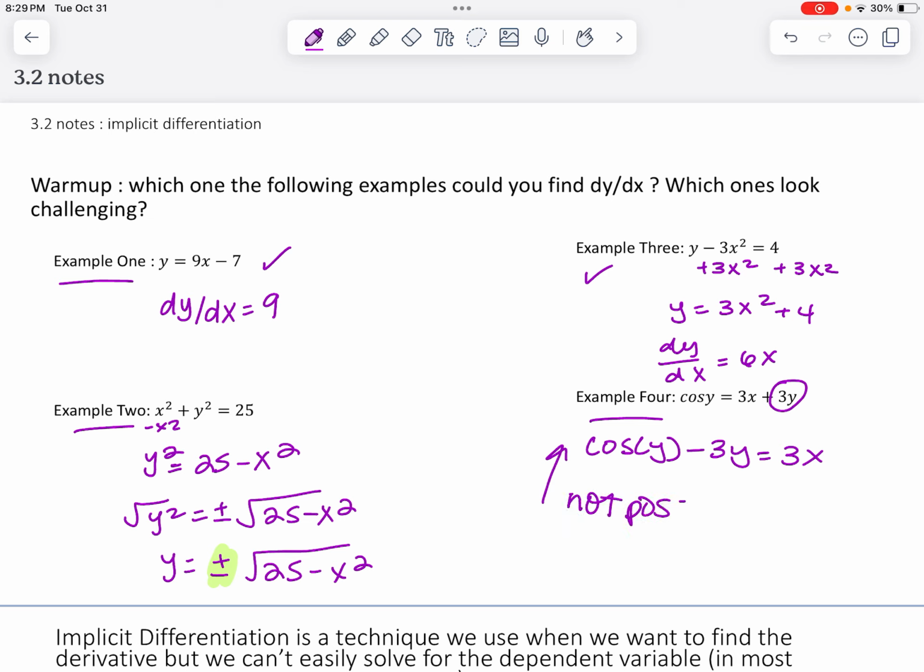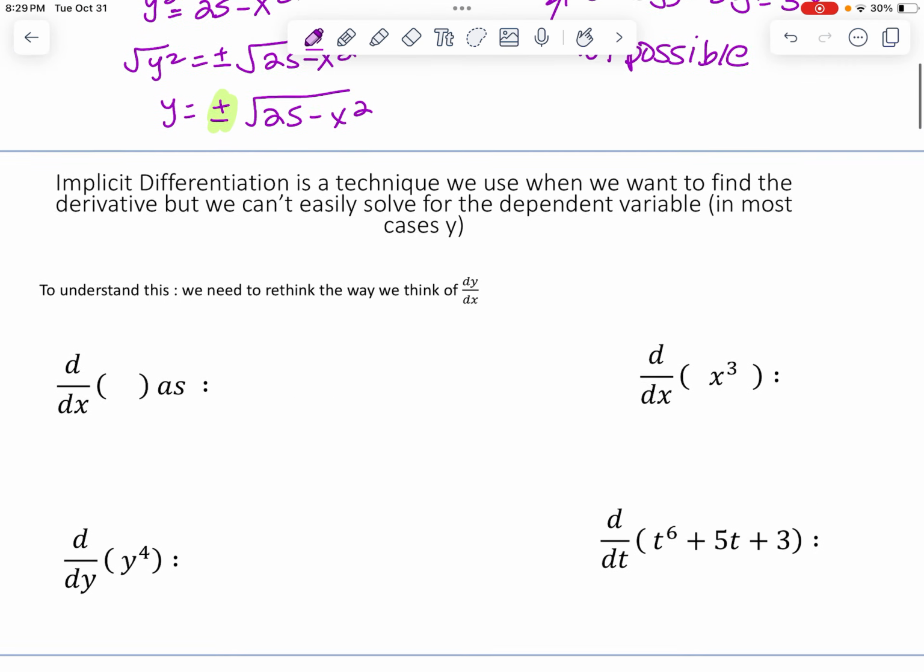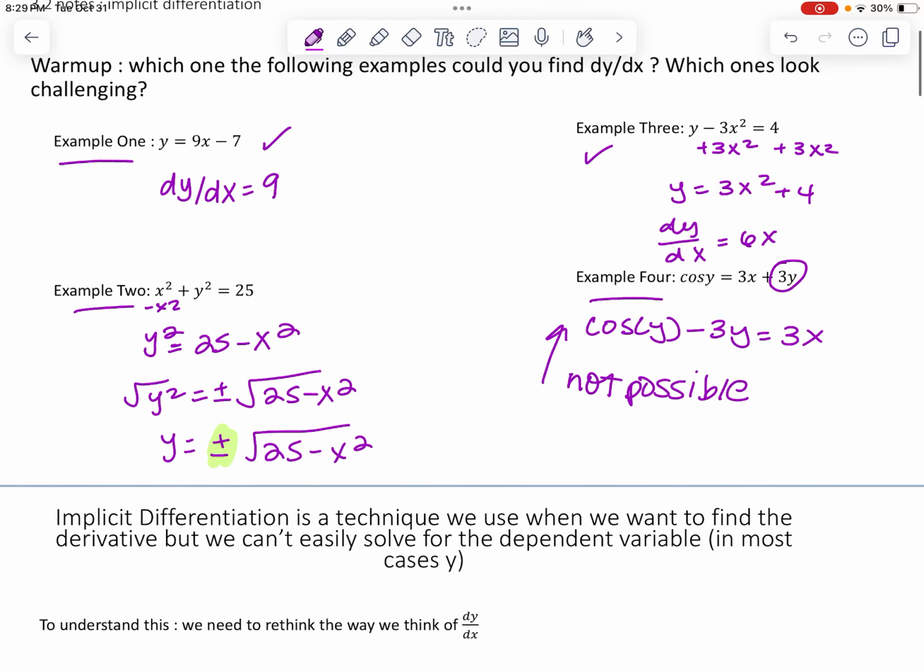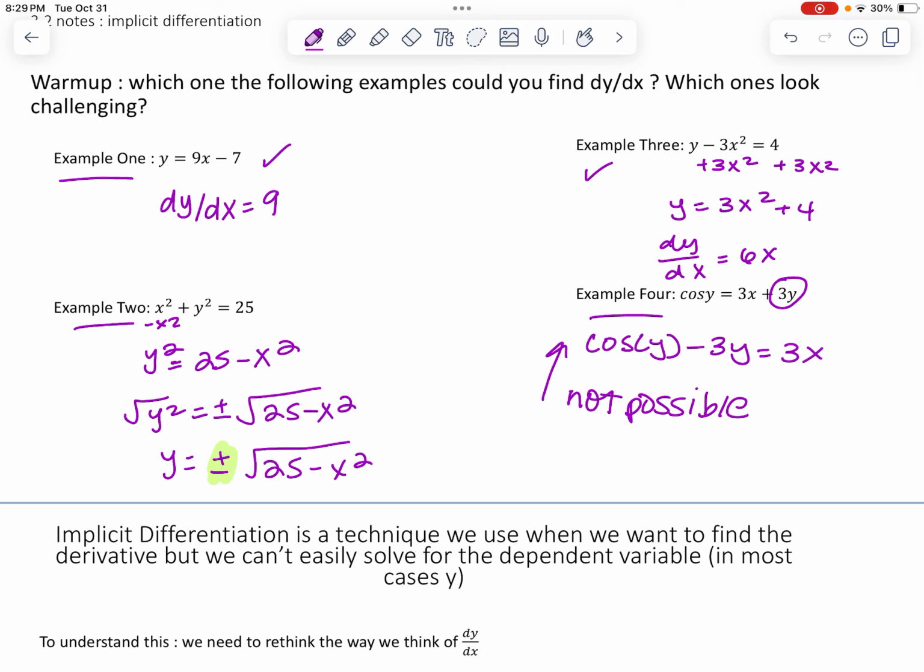And so implicit differentiation is used when we are not able to solve for the dependent variable. Normally x is the independent variable, and y is normally the dependent variable. So this is a strategy we use when we cannot take the derivative easily because we can't solve for y. And there's a lot of functions, for example, example 4 right here, that I would never be able to solve for y for, but I still could find the derivative.